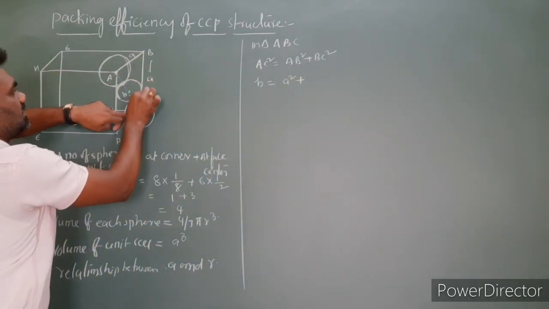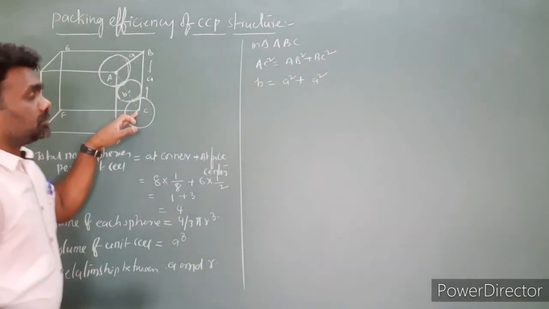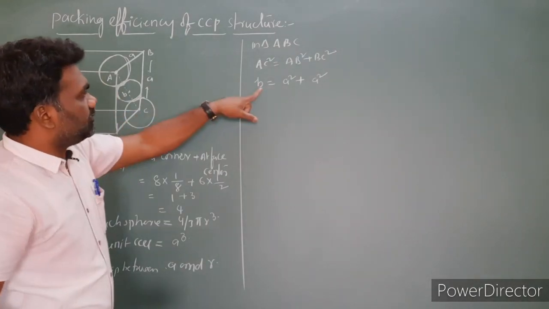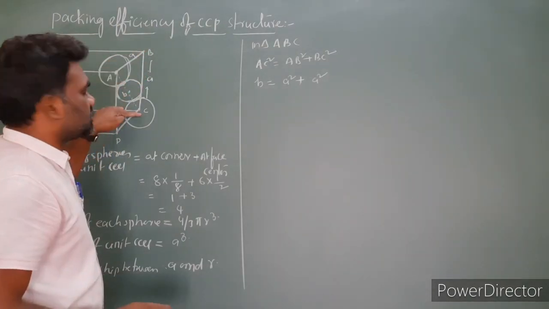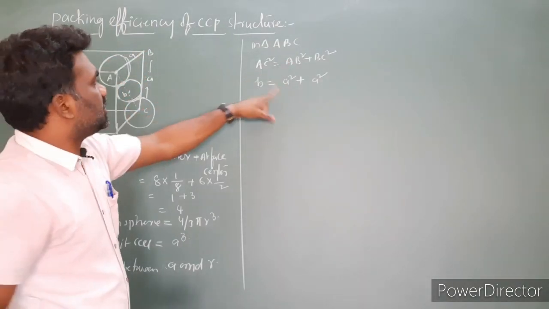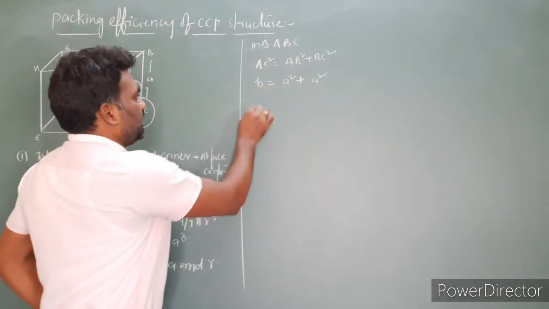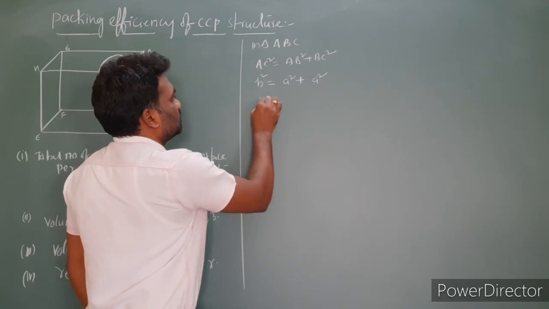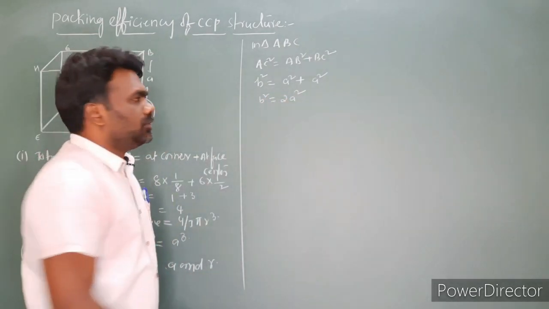This distance we are labeling as edge length A. So BC square is A square. AC is the face diagonal, and we label it as B. AB is the edge length and BC is also an edge length. So B square is equal to A square plus A square. So B square is equal to 2A square.